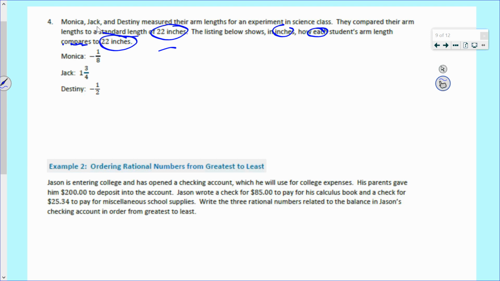So what we're doing, guys, is we're comparing to the 22 inches. So in this case, 22 inches is our 0 point. Each kid is comparing their arms to that 22 inches. So for Monica, it was negative 1/8. Jack was 1 3/4. Destiny was negative 1/2. We're under the same directions as the last couple, which is order these from least to greatest. So which of these is smallest? Riker? Negative 1/2. So you're saying negative 1/2 is smaller than negative 1/8, right? Okay. Everybody good with that?